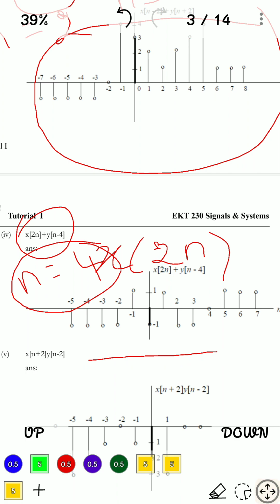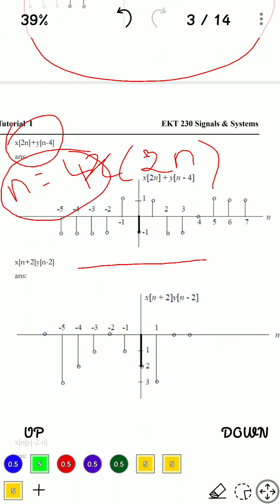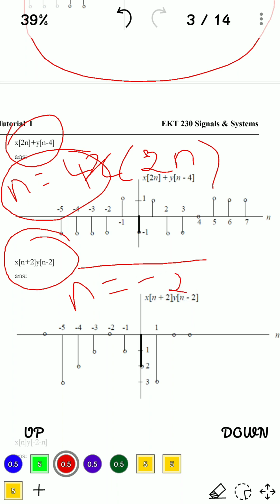So now coming on to my next question. This is a multiplication problem, right? That was an addition problem. This is a multiplication problem. That is, n is equal to minus 2. We have already seen in that problem, right? What is n is equal to minus 2? Shifting the x of t signal 2 places to the left, right?